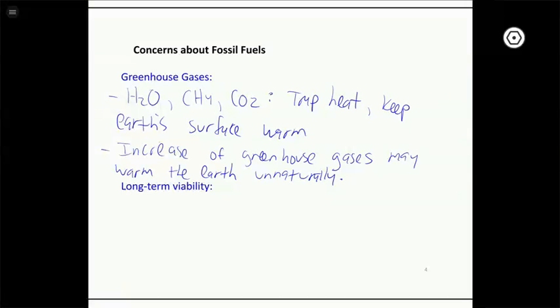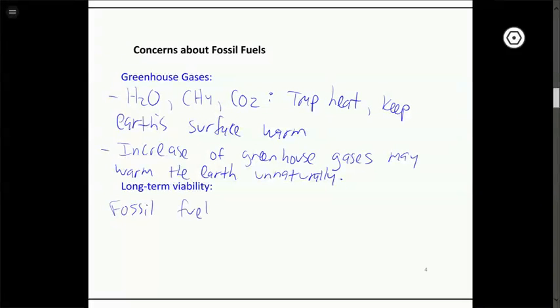And there's also another concern about fossil fuels, which is long-term viability. As I told you at the beginning, it takes millions of years for these fuels to form, and there's only a limited amount of them in the earth right now. So these fossil fuels won't last forever. I've seen different estimates for when they'll run out, and we probably have at least 100 or 200 years before we even have to start worrying. But at some point in the distant future, we're potentially going to run out of fossil fuels because it takes millions of years to replenish them.